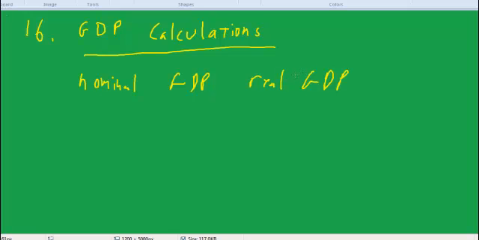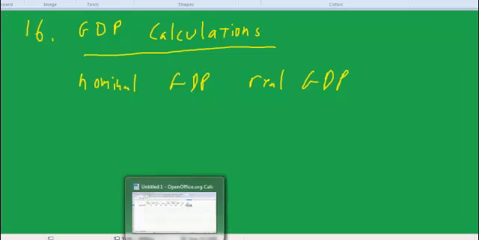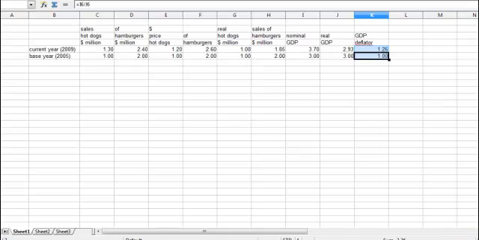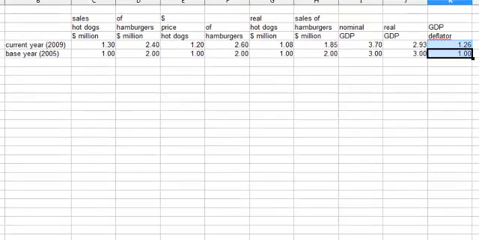I want to show you on a spreadsheet what it looks like if we have two goods, and then you can sort of imagine what this process of calculating looks like when you have lots and lots of goods and services. So here's the spreadsheet, and the two goods in this economy are hot dogs and hamburgers, and we have 2 years I'm going to talk about.